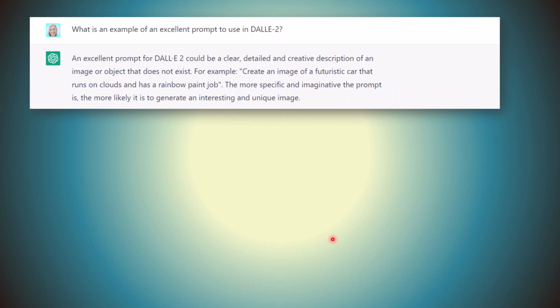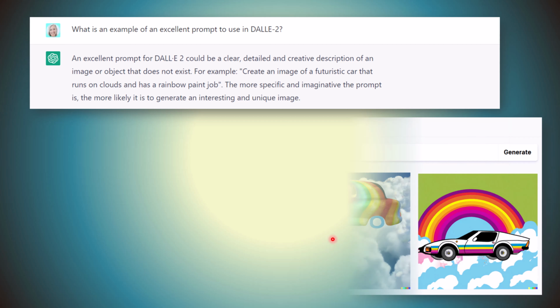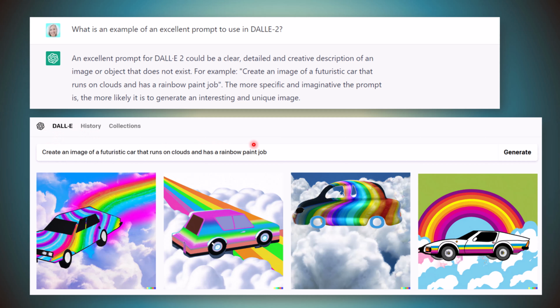So the most important thing when you're using DALL-E is to have excellent prompts. So an excellent prompt for DALL-E 2 could be a clear, detailed, and creative description of an image or object that does not exist. For example, create an image of a futuristic car that runs on clouds and has a rainbow paint job. Well, I asked DALL-E to create exactly that, and it came up with these images. And again, all of these images are unique. If you want to try, you can put in this exact same prompt and you'll see that you will have different versions of this as well.